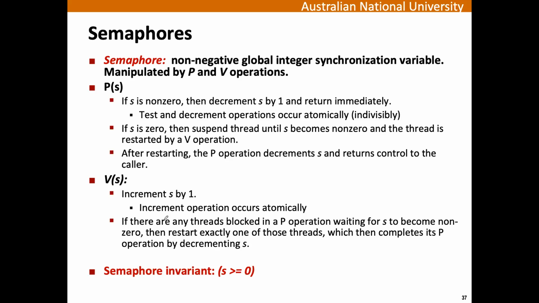And the semaphore invariant is that S is always, if we read through the P and V operations, we see that S cannot be negative. S will always be greater than or equal to 0. The only P operation that decrements S, but the moment S is 0, the thread suspends itself. It stops execution, and it waits for a V operation to restart.